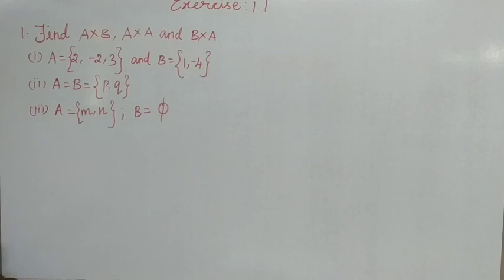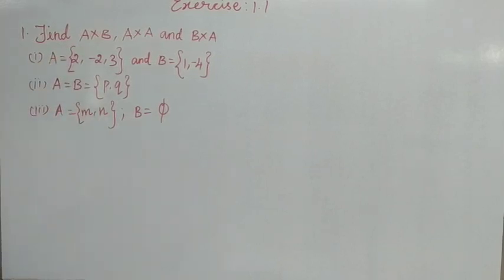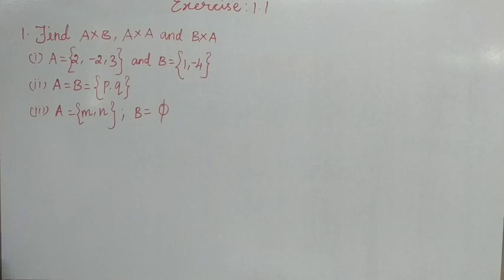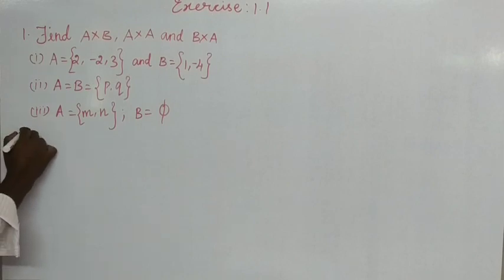So today we are going to discuss the first problem in exercise 1.1. Find A cross B, A cross A and B cross A for the following problems. We have discussed already in our previous class about Cartesian product. So now let us do the problems using the Cartesian product. Let us solve the first problem first.